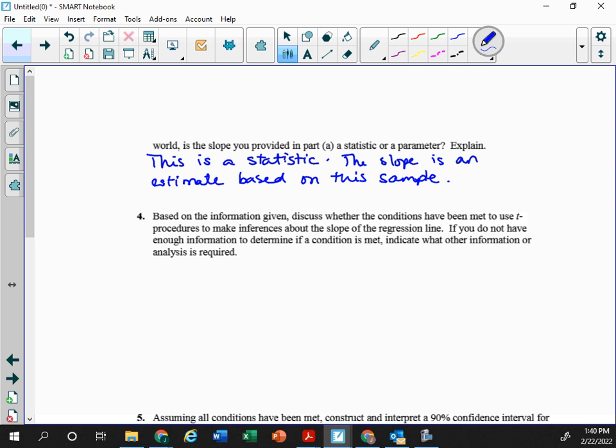What would an example of a parameter be? Parameter is always connected to your population. So if you actually had the true slope of the population, that'd be a parameter. But if we knew that, we wouldn't need to do this regression. So if it's an estimate, then it's a statistic, but if it's known for sure, then it's a parameter. And if it's an estimate, your estimate is coming from a sample, right? So anything from the sample is a statistic.